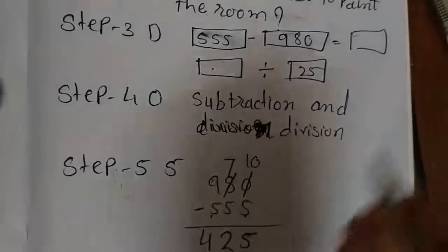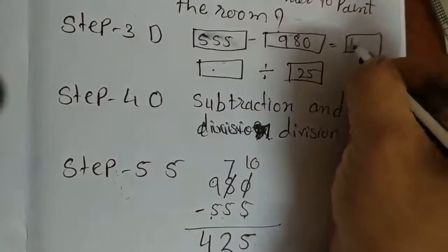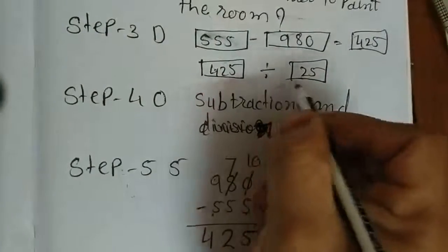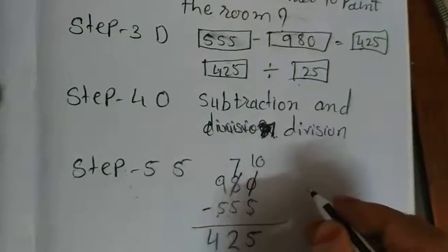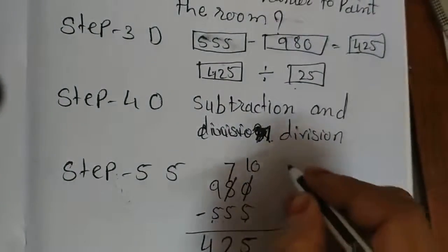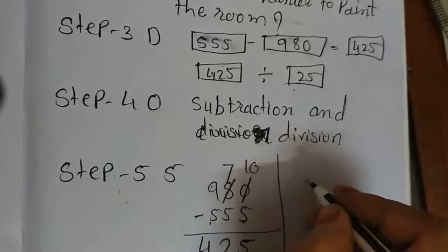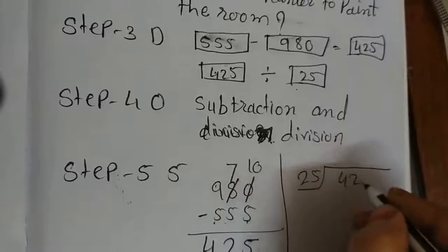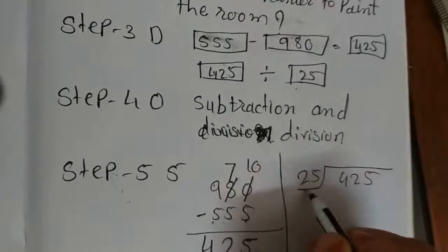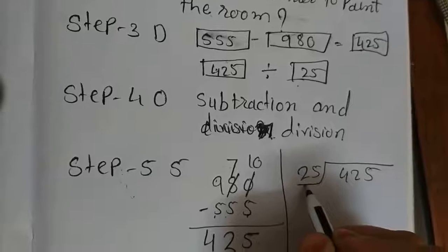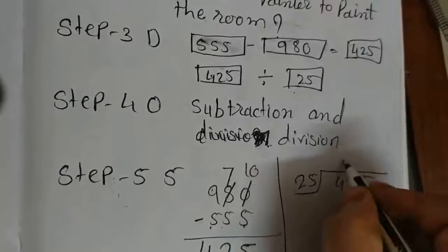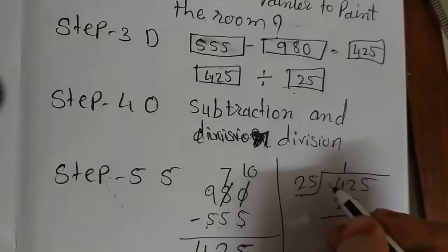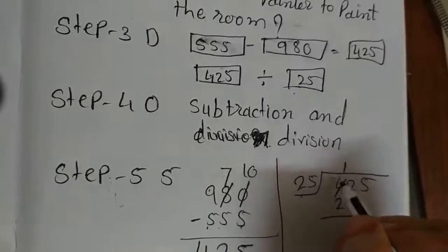Okay. So students, here 425. Now 425 divided by 25. So we have to do the division here. 25 ones are 25. 25 twos are 50. So here we have to write 25 ones are 25. 2 minus 5 is not possible. Cut 4. Write here 3.